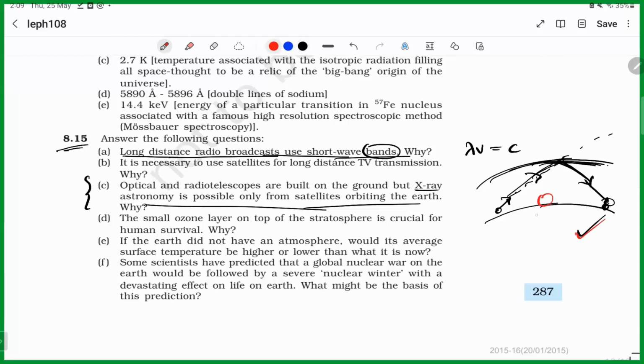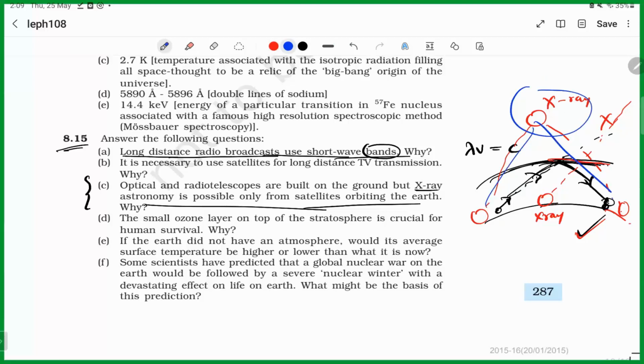However, if you use the same thing for X-rays, the problem is that the atmosphere does not behave as a reflector. The X-ray simply passes out and will never reach the other X-ray tube. So that's not a good thing. You can only operate X-rays from above the atmosphere. You need a third satellite on the top here for communication in X-ray.